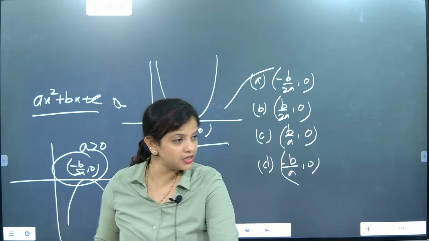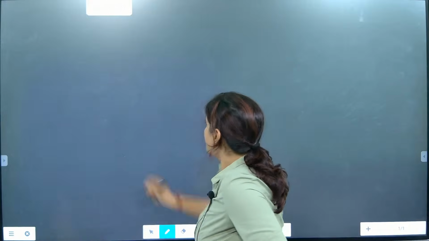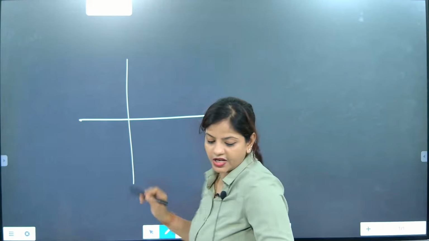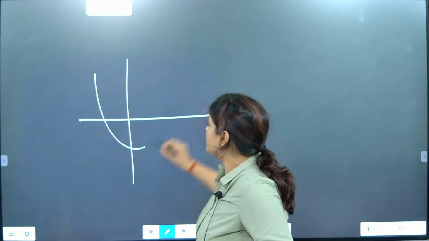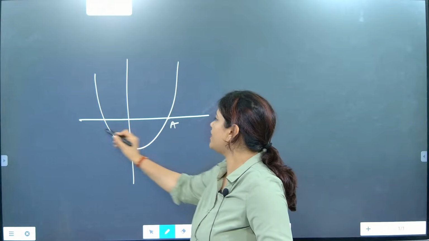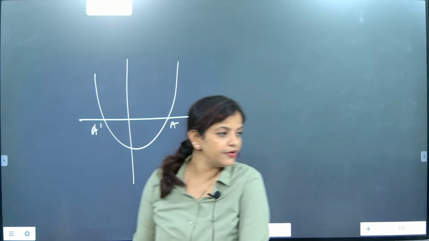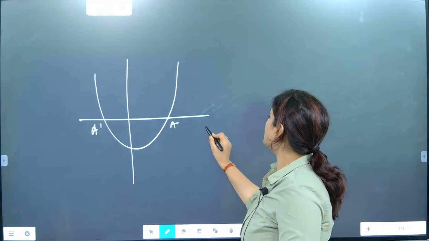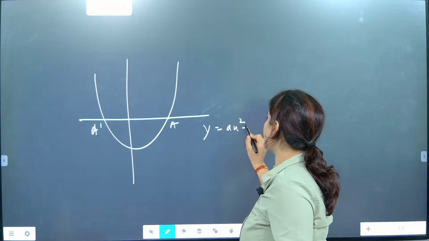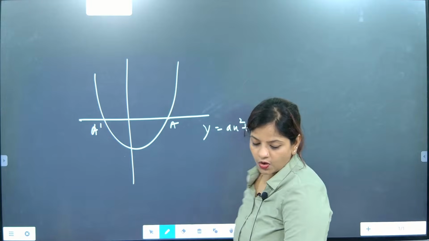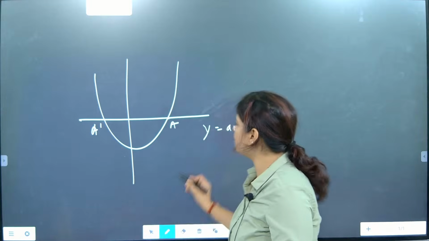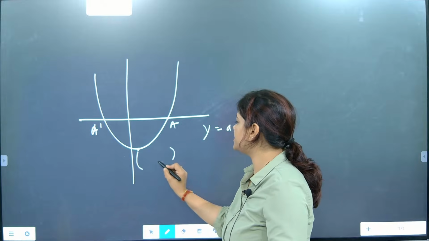Okay, so now another one. When you see the curve, please respond to this very carefully. When this part is there, the parabola will be cutting at 2 points A and A dash. Now your equation given to you is y is equal to ax square plus bx plus c. What is the vertex point? Can you tell me what will be the vertex point?